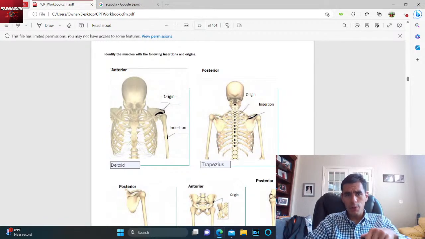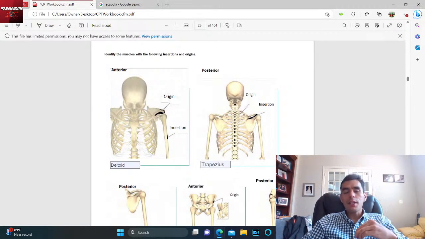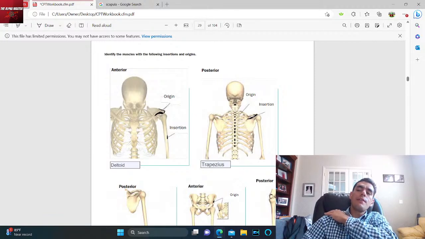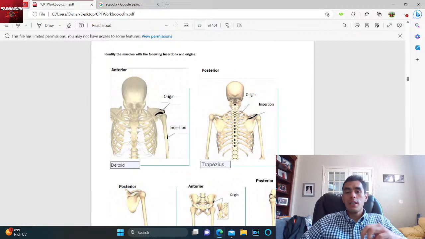The muscles with the following insertions and origins: the deltoid. The deltoid has its origin on the shoulder joint, the ball and socket joint, and the insertion is in the humerus. It's going to be for the anterior view of the deltoid. The origin is going to be in the elbow joint, and the insertion is going to be in the humerus.